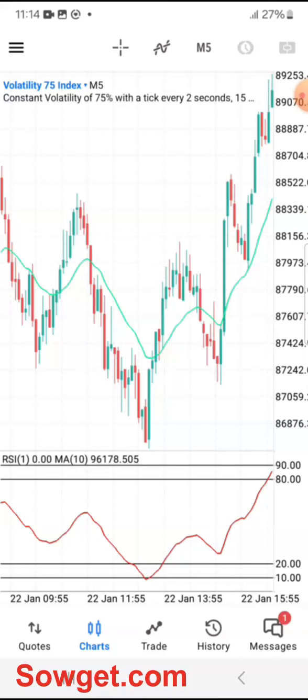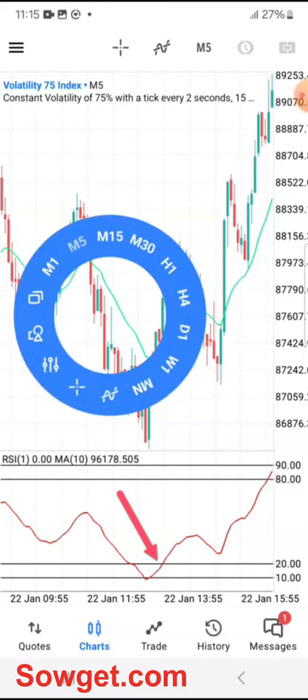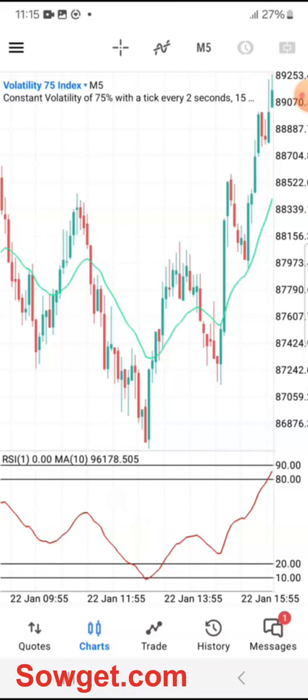Then you observe when this moving average makes a reversal and goes back above the 10 and now touches the 20. Once it comes over the 20 oversold region, just place a buy trade. That's all you need with this strategy. Once this red moving average crosses below 20, crosses below 10, then comes back above 10, then once it goes a little above 20, just place a buy trade. That is a signal to take a buy trade with this particular strategy.